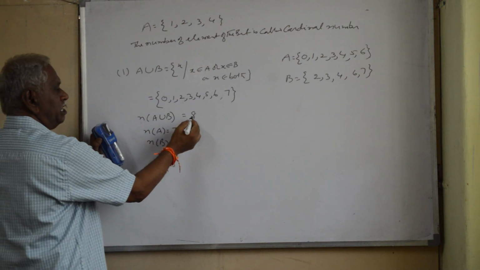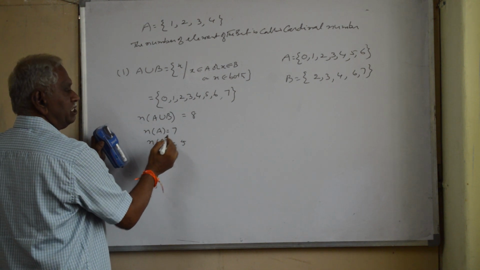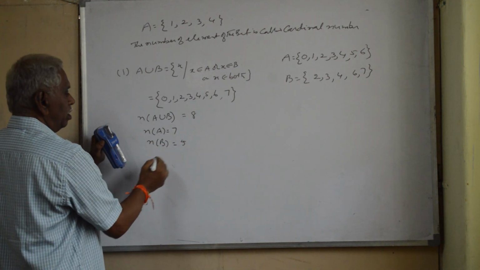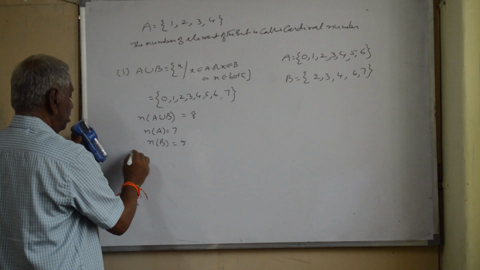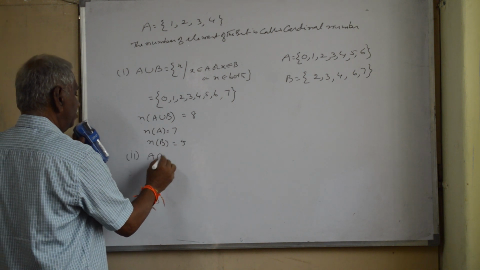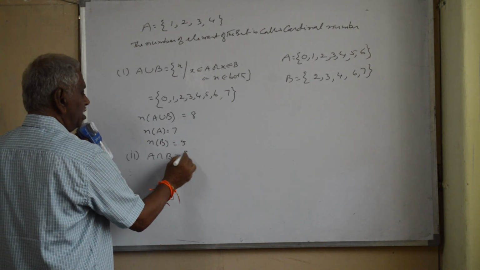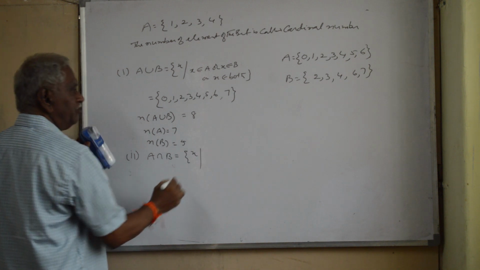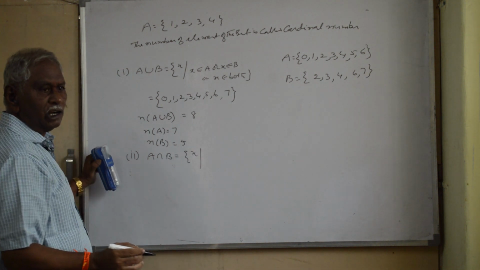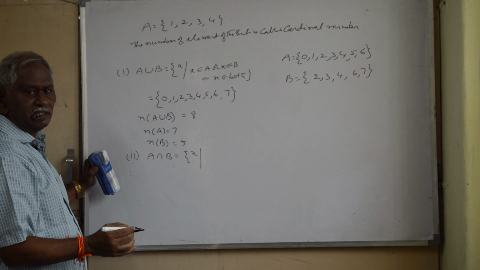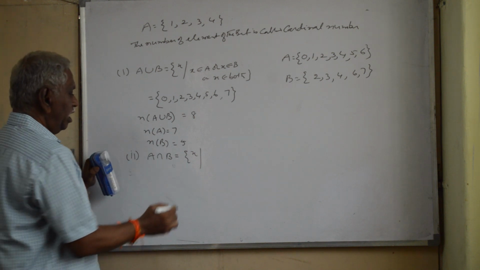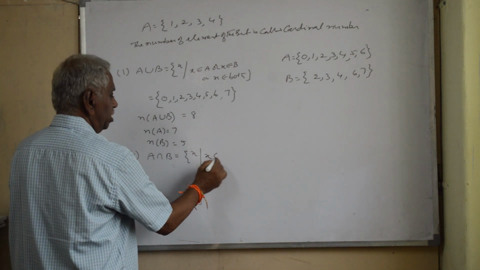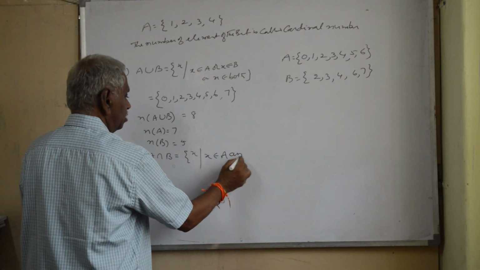A union B has 8 elements, A has 7 elements, B has 5 elements. Now the second one, A intersection B. It is nothing but the common elements of A and B, the elements which are common in both the sets, that is, x such that x belongs to A and x belongs to B.